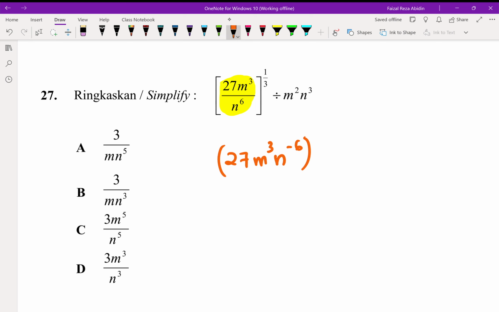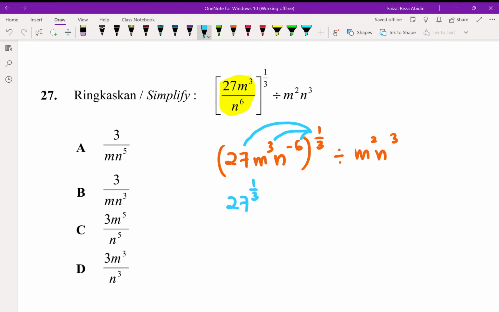So, I'm just copying the 1 over 3 over here, divided by m squared and n cubed. Okay. What happened next? When you have indices outside from the bracket over here, you are going to apply it for the number, for the m, all the base. What does it mean by 1 over 3? For the number, cube roots of 27. You are going to get 27 to the power of 1 over 3. But we know already that when we have 1 over 3 for our indices, for the base or for the number there, you are going to get cube roots.